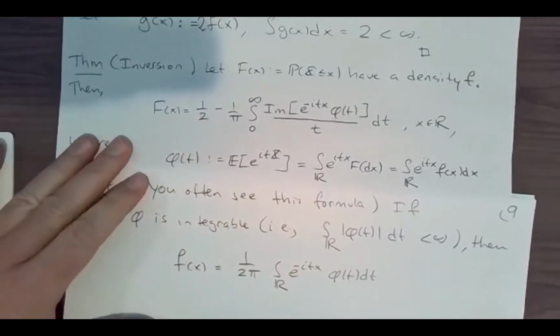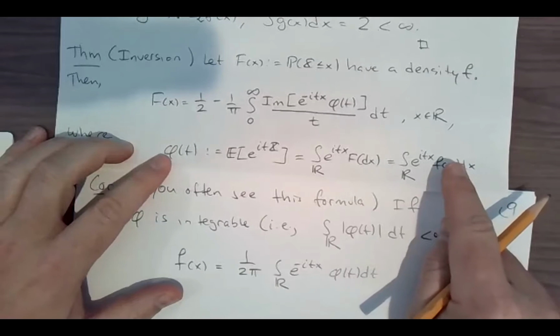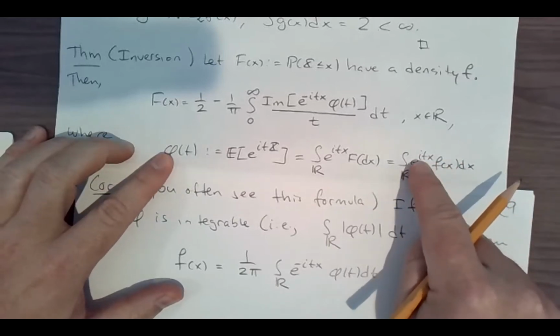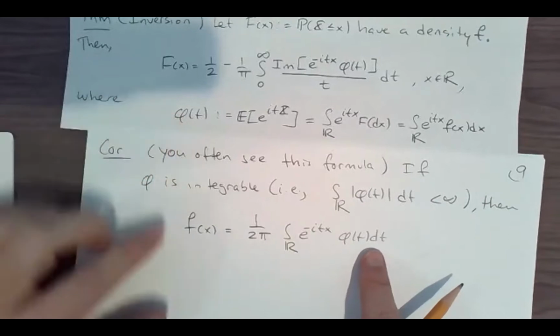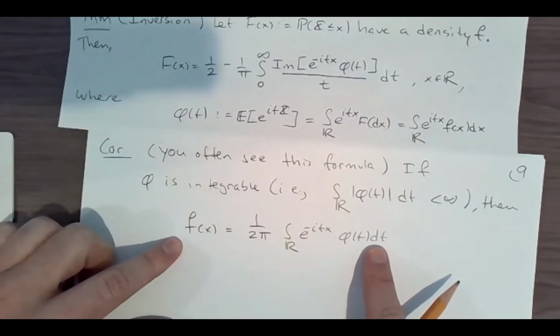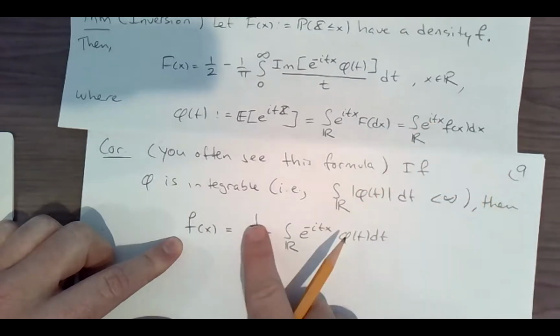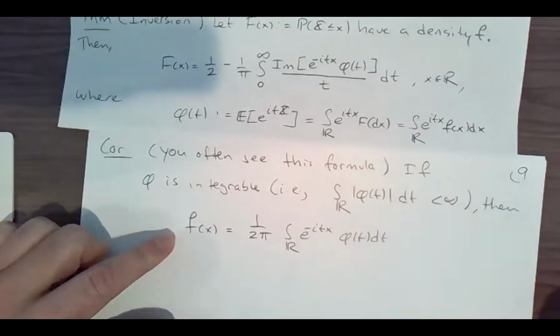So if you just compare the two bottom lines, you go from the density to the characteristic function by integrating this exponential of itx. And if you want to go backwards, it's basically the same formula. The only difference is that there's a minus sign here, and there's a scalar, 1 over 2 pi. There's not a 1 over 2 pi here.